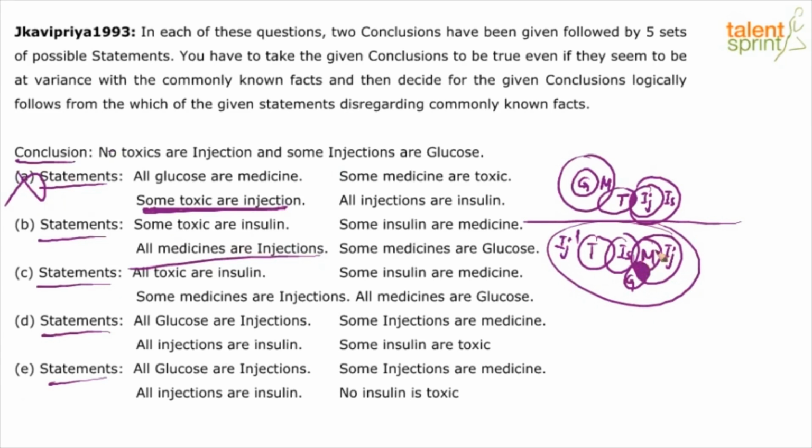The statement said all medicines are injections. So all the medicines are injections. But the moment you draw this diagram, what do you find? No toxics are injections become false because all the toxics are coming inside injections. So the second one also is wrong. That's it, the same thing.